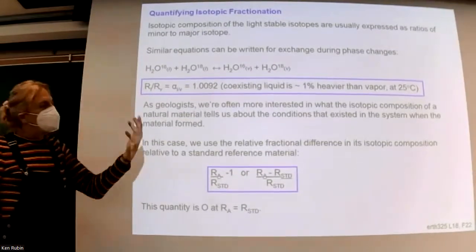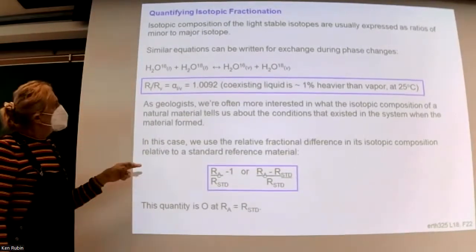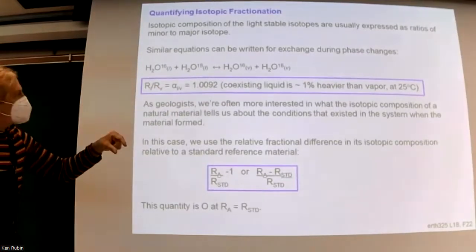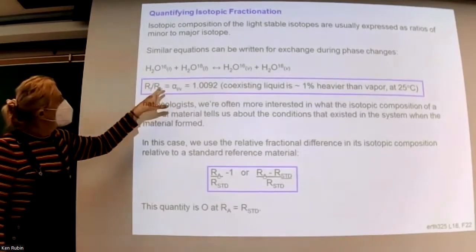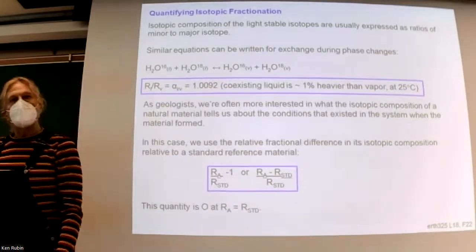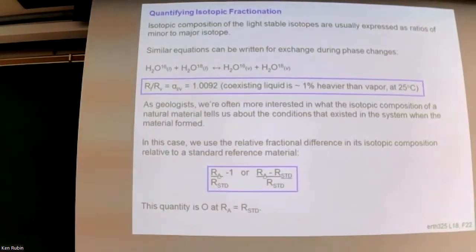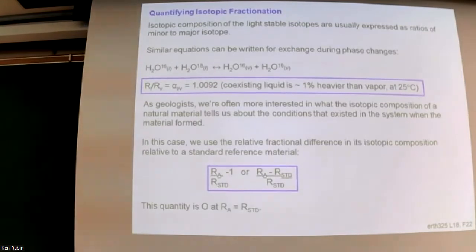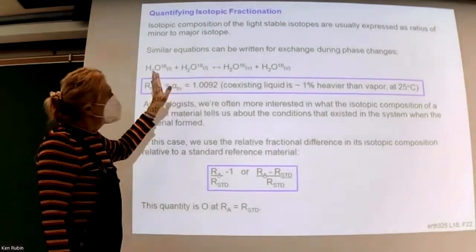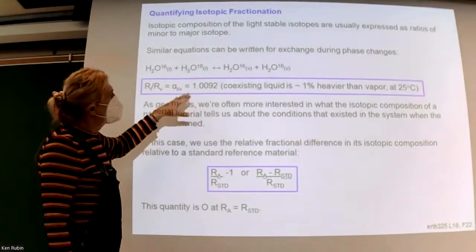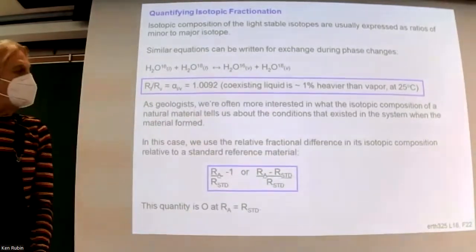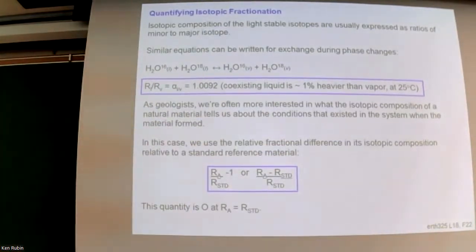We already looked at the masses and so forth, but when we measure this ratio of ratios, which is the isotopic composition of water in the liquid and the isotopic composition of water in the vapor, that ratio is 1.0092 at 25 degrees C. That means that all things being equal at room temperature, we let this evaporation happen, the isotopes are going to be about 1% heavier in the liquid than they are in the vapor. That's just a measurement. Okay.